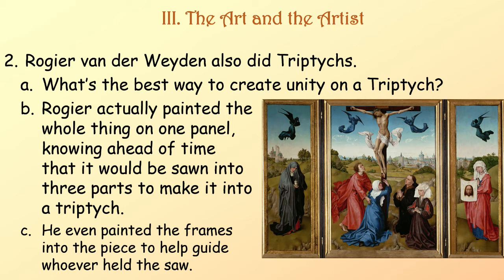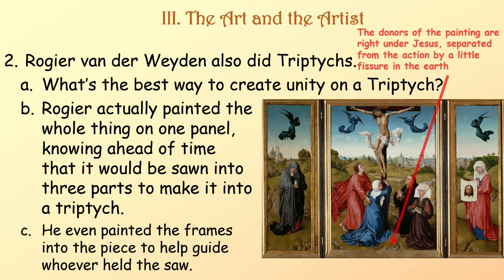And what's the best way to create unity on a triptych? I mean, you want the centerpiece and the two wings to have a sense of unity. You don't want it to look like they were just slapped together. And so Rogier van der Weyden actually painted the entire triptych on just one panel, knowing ahead of time that somebody was going to take a saw to it and saw it into three parts and make it into a triptych. And so you see the frames on the triptych? Well, he even painted those frames on his own work to guide the saw of whoever was going to cut this thing into three parts.